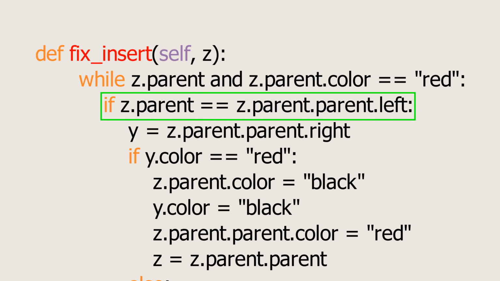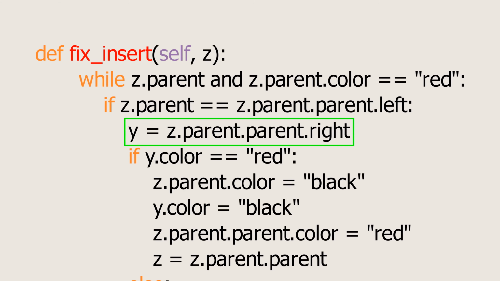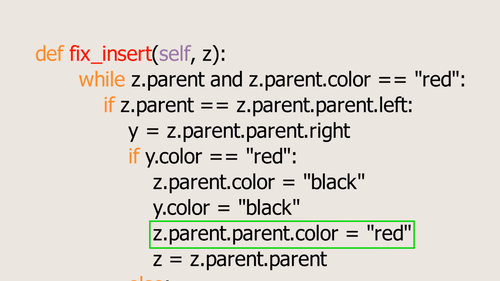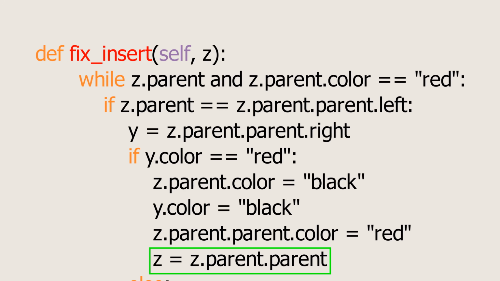The first case we handle is when the parent of the node is the left child of the grandparent. In this case, we initialize the uncle node as the right child of the grandparent. If the uncle is also red, we recolor both the parent and uncle to black, and the grandparent to red. We then move up the tree by setting the grandparent as the new current node and continue the loop.